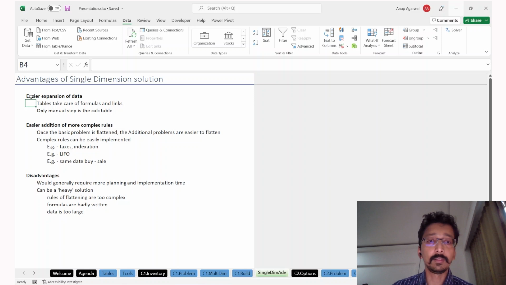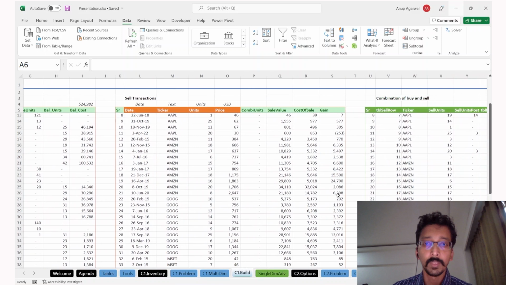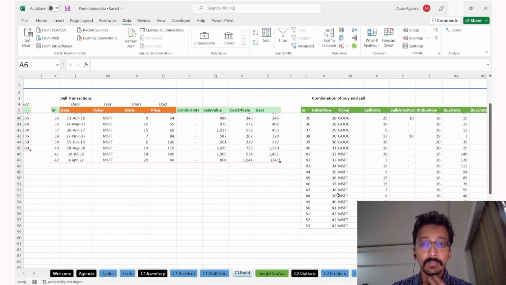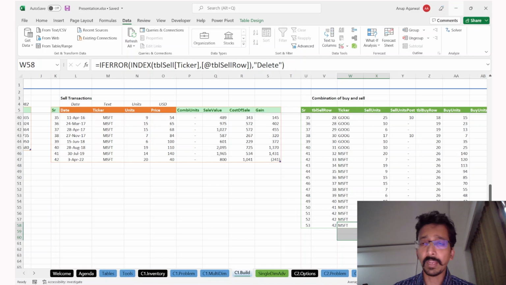So the tables take care of all the formulas, all the links, and any new data that you add automatically flows into everything. In this particular problem, the only manual step for adding data would be to expand this combination column, which will take copying and then deleting a few rows, which is actually a very, very simple VBA code that you can do.